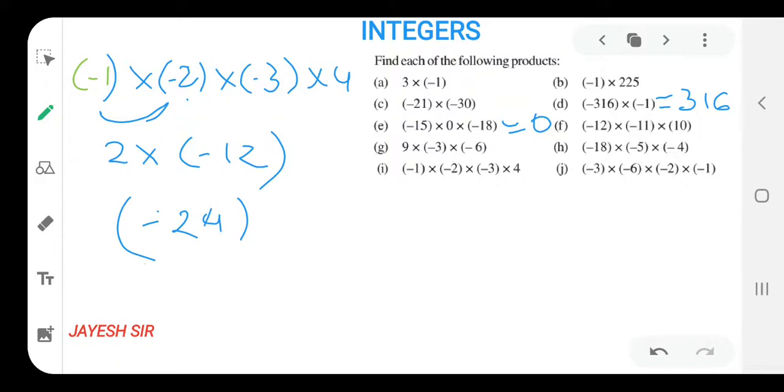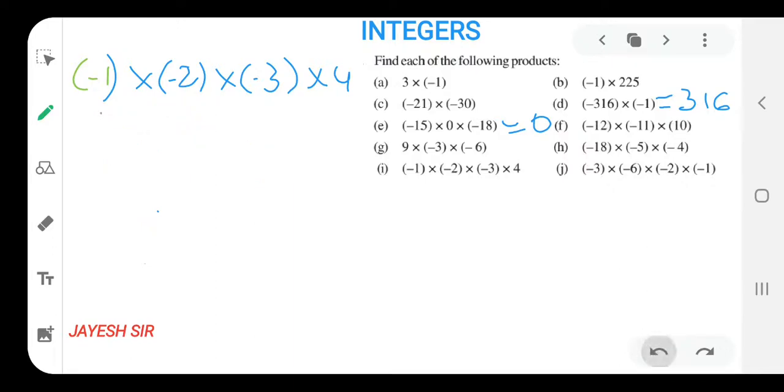So let's begin with our 10th sum. That means we can see 4 signs in our 10th sum. Minus 3, minus 6, minus 2 and minus 1. They all are having negative signs. That means our answer would be positive only.